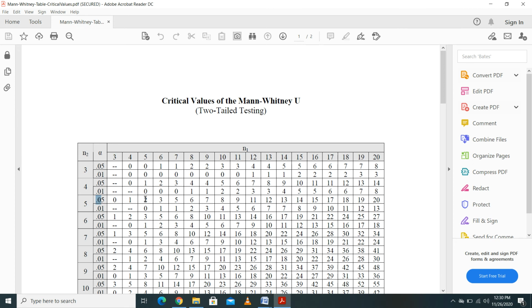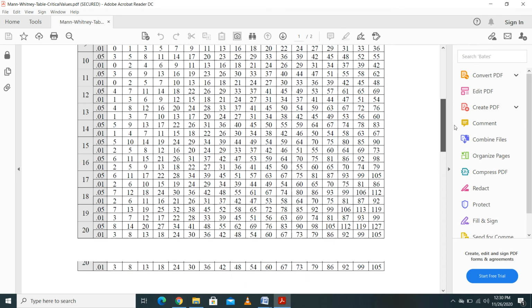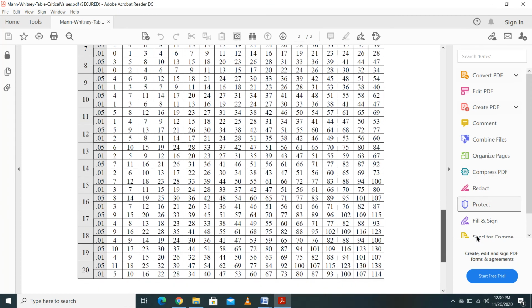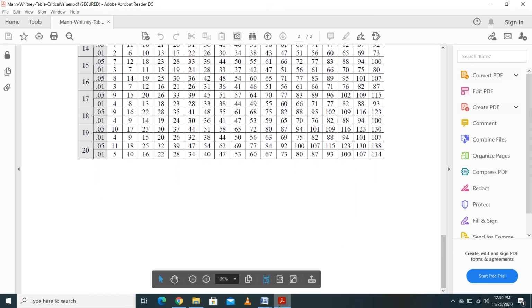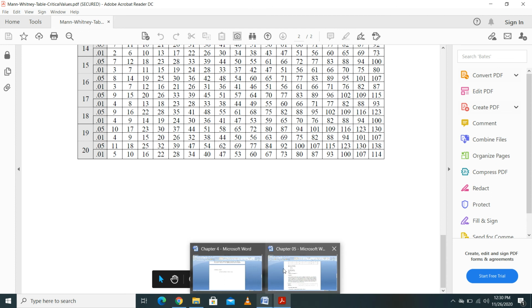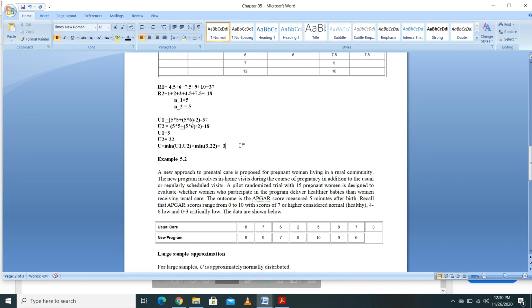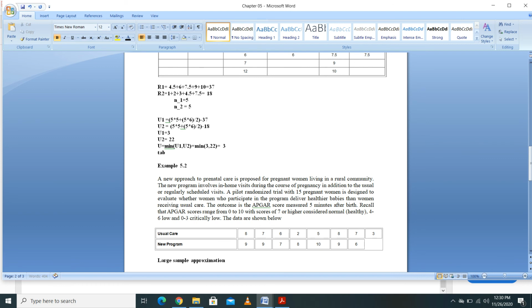So when you check the values, you can see for our two samples, the corresponding critical value is equal to 2. So you have all these values here in the table. Right, so we can take the table value is equal to 2.